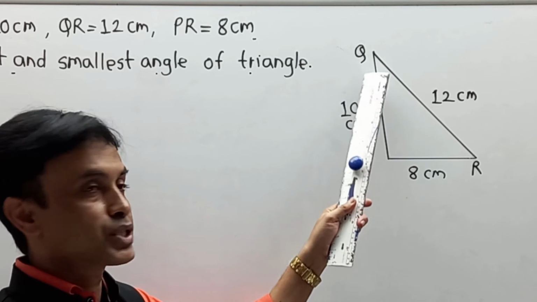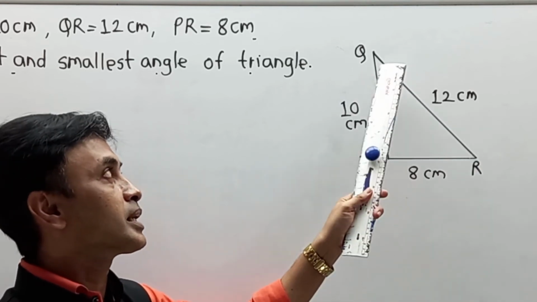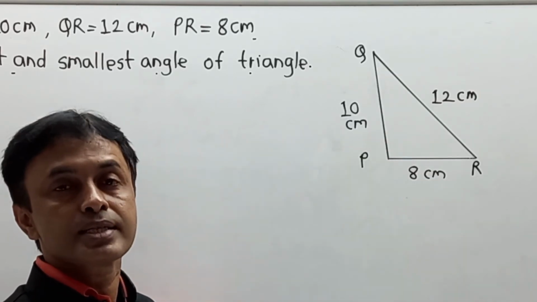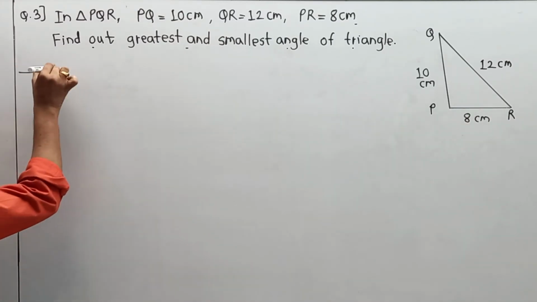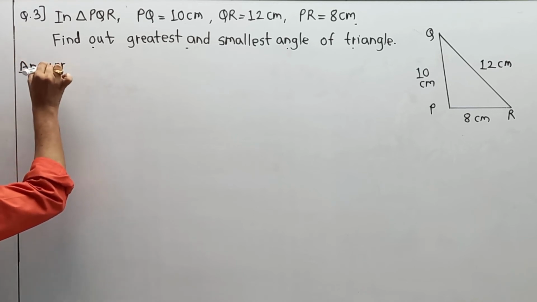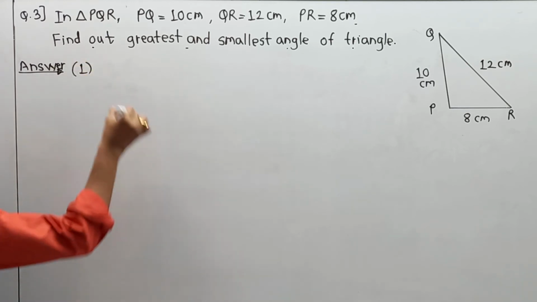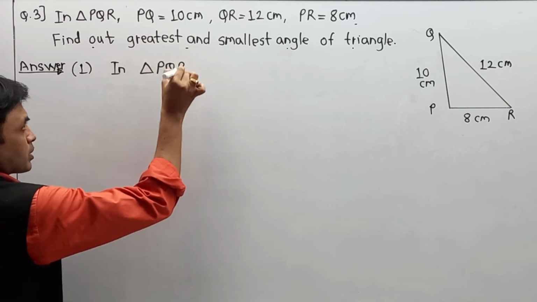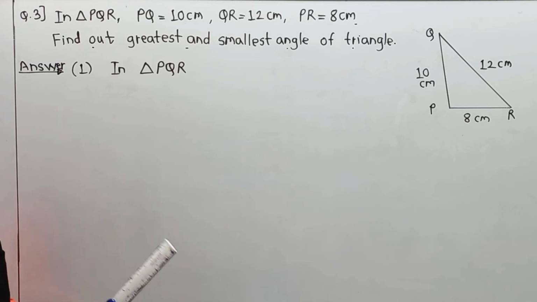If this PQ is 10, then this angle must be the middle one. And if this is 8 centimeter, then its opposite angle will be the smallest one. And in this way, we are going to write the second part. So please pay attention, one by one part. So answer. And the part is, in triangle PQR, student, remember, they have not given a diagram, we have drawn a diagram. So drawing a diagram is also an important step over here.